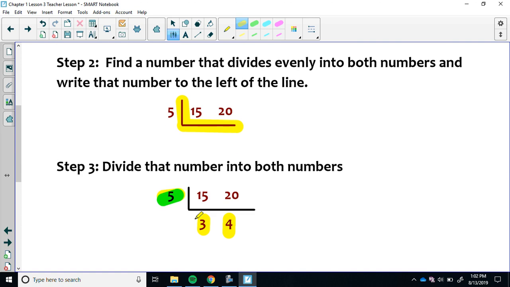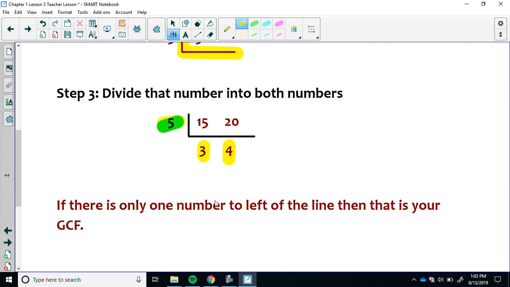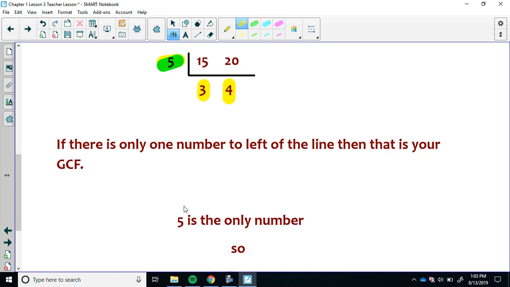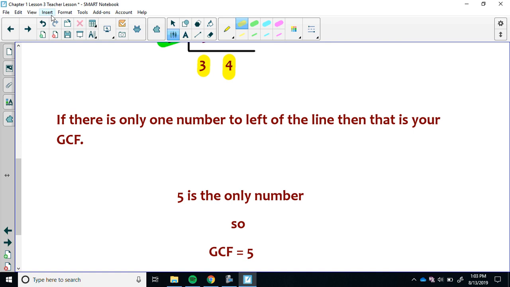15 divided by 5 is 3. 20 divided by 5 is 4. 3 and 4 cannot be reduced anymore. If there's only one number to the left of your line, then that is the GCF. 5 is the only number, so the GCF is 5.